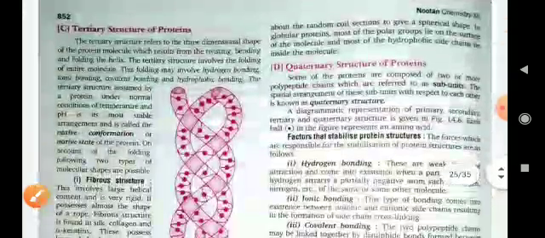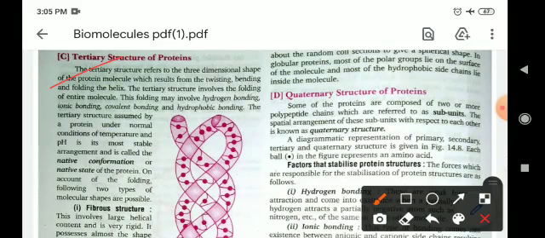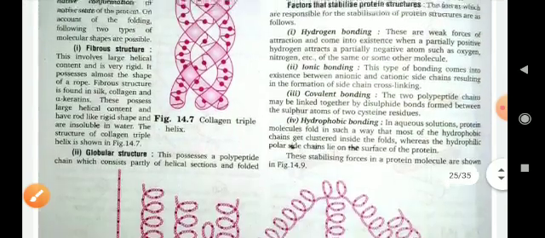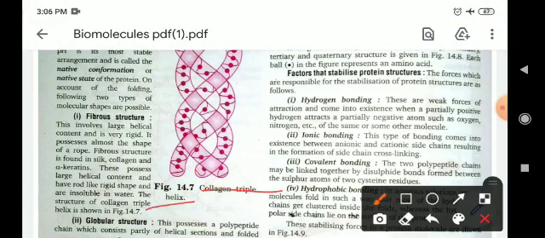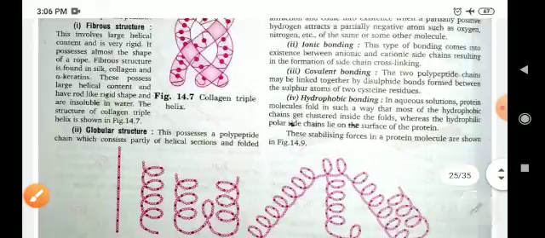Okay. And the tertiary structure of protein is the three-dimensional shape of the protein, which results from the twisting, bending and folding to give a helix. The tertiary structure involves the folding of the entire molecule, and this folding may involve hydrogen bonding, ionic bonding, covalent bonding and hydrophobic bonding. So it is basically the structure of the tertiary protein, as in the collagen triple helix. It is known as the collagen triple helix.